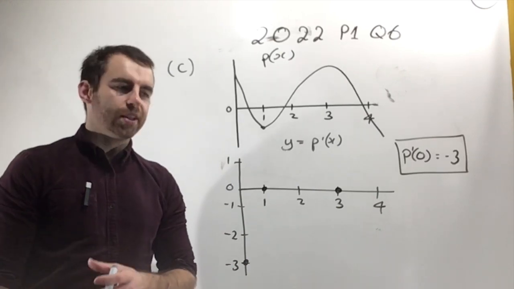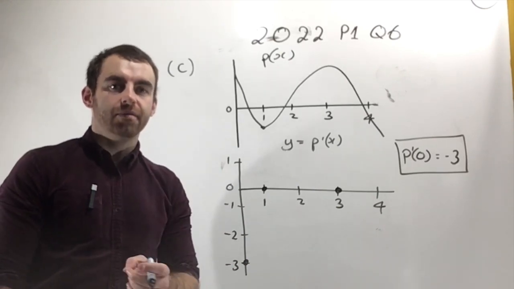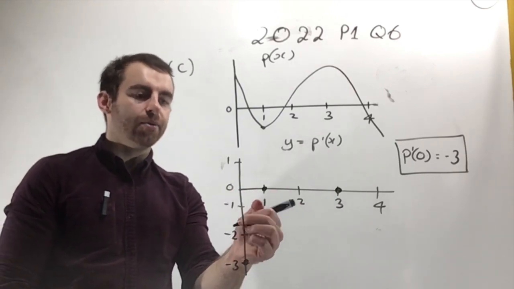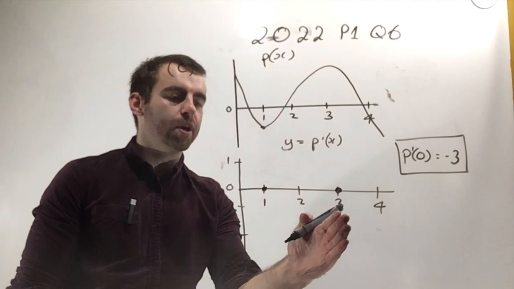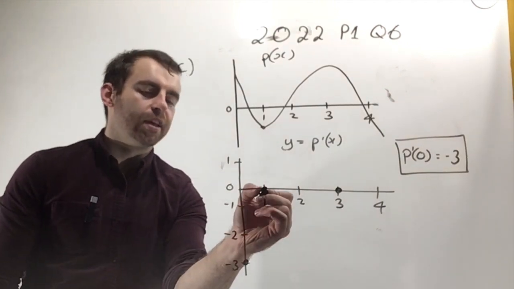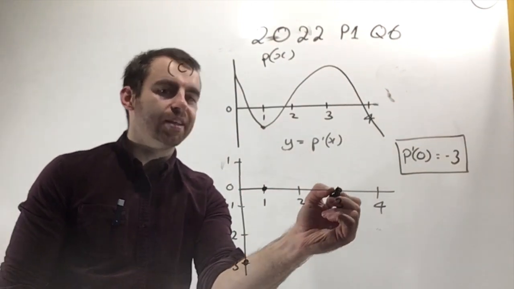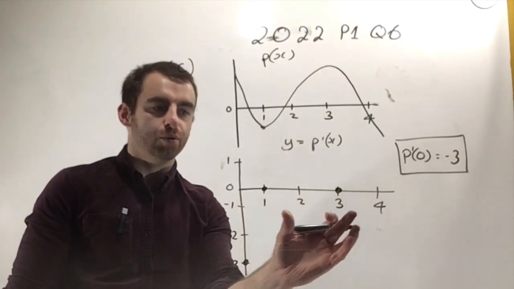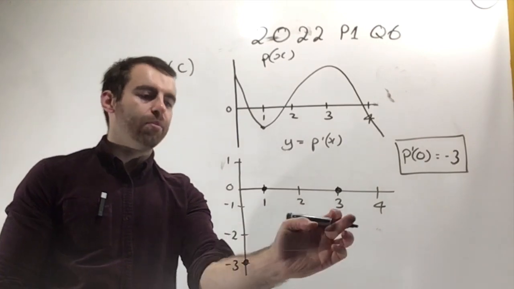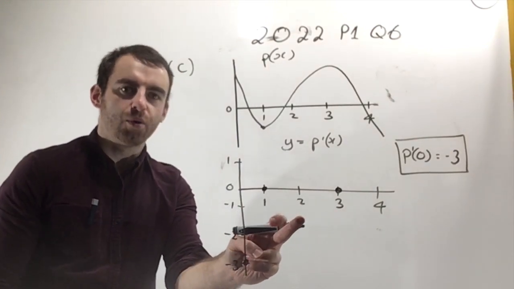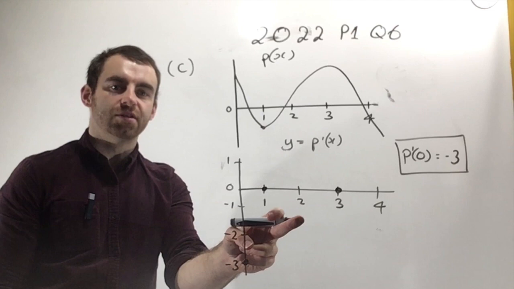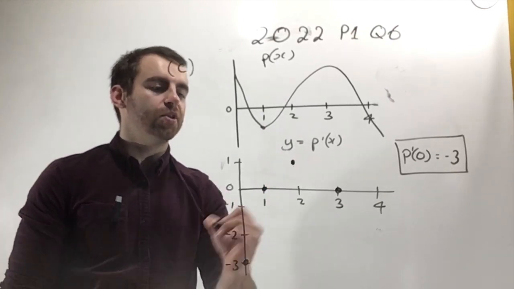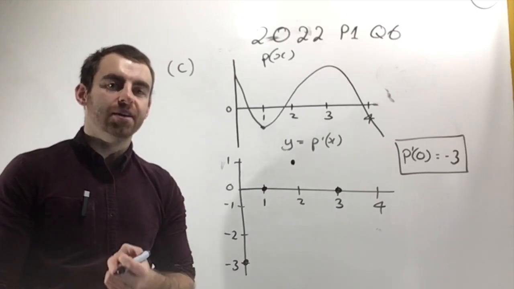Now we're also told that the maximum value of this derivative is 1. And you should recognize that the maximum value has to be halfway between when x equals 1 and x equals 3. If I know that it crosses the x-axis at 1 and it crosses the x-axis at 3, then it has to have its maximum value halfway between those two points. Halfway between 1 and 3 is 2. And the question said that the maximum value of this derivative is 1. So that tells me that the point 2, 1 has to be the maximum value of this quadratic.